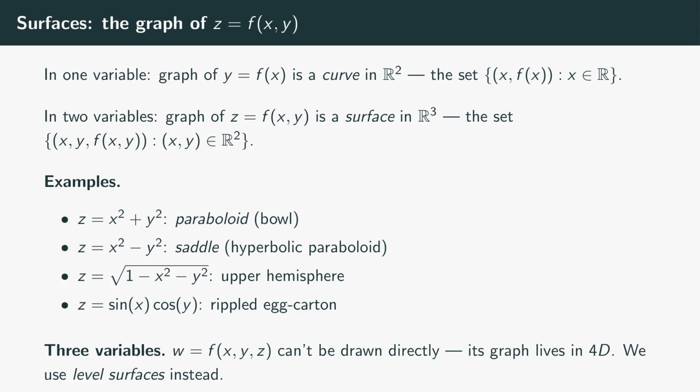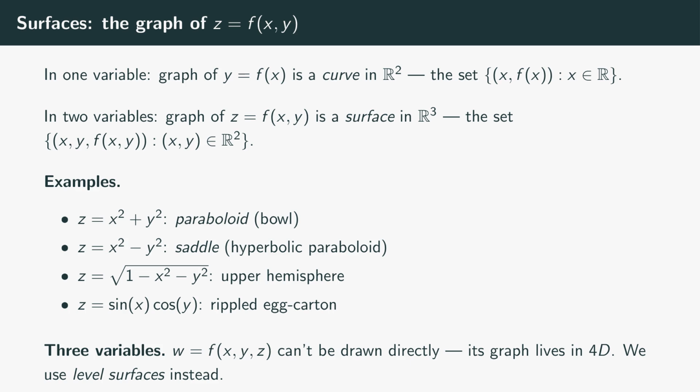The graph of a one-variable function, y equals f of x, is a curve, a one-dimensional object living in the two-dimensional xy plane. The graph of a two-variable function, z equals f of x, y is the natural analog, a two-dimensional object living in the three-dimensional xyz space. We call it a surface. Specifically, it's the set of all points x, y, z such that z equals f evaluated at x, y. For every input point in the floor, you go up by f of x, y units. The result is a sheet hovering above and below the xy plane.